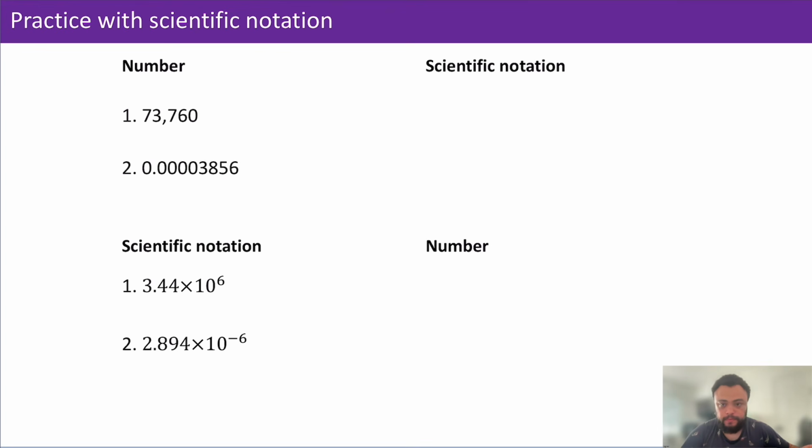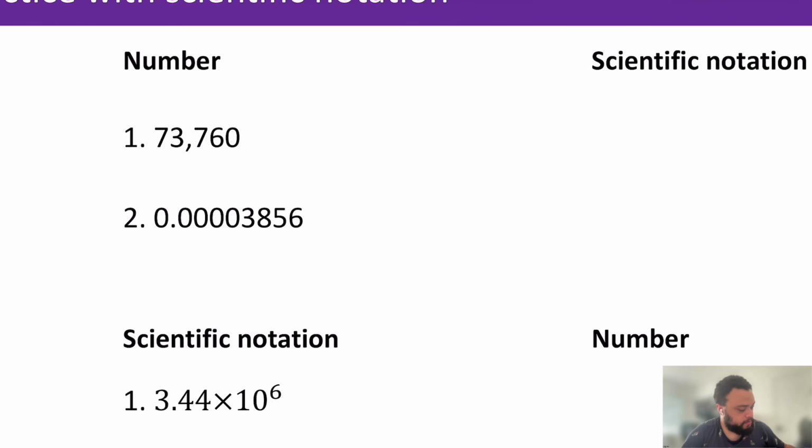Okay. So we have this number right here. The decimal has to go right there. There are going to be 1, 2, 3, 4 numbers to the right of that decimal, which means that's going to be a 4. We have to hop to the right, which gives us a positive number. So we end up with 7.376 times 10 to the positive fourth.